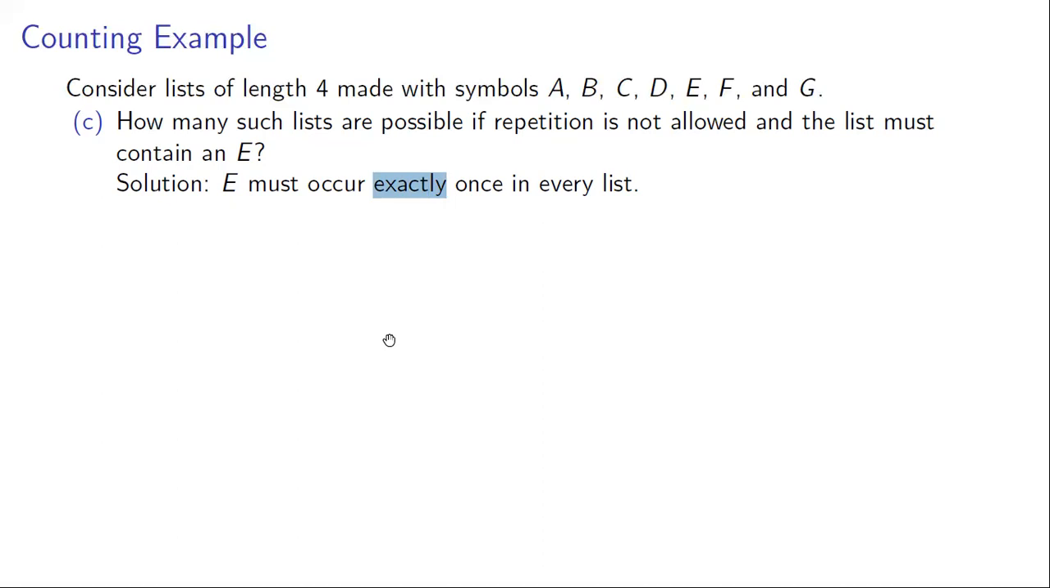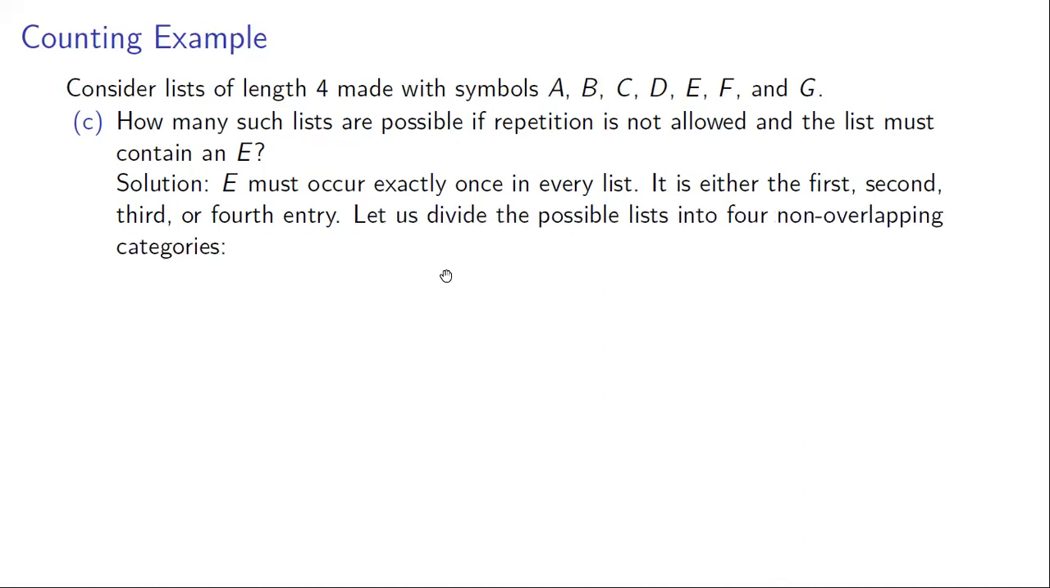Okay, so this is coming from the fact that repetition is not allowed. If I know I need to have E, and I cannot repeat any letter, that means I cannot repeat E either. So in each list, there has to be the letter E, and it has to be there exactly once, not more than once. Okay, great. So E must occur exactly once in every list. Furthermore, E is either the first entry, the second entry, the third entry, or the fourth entry. It's one of those 4 choices.